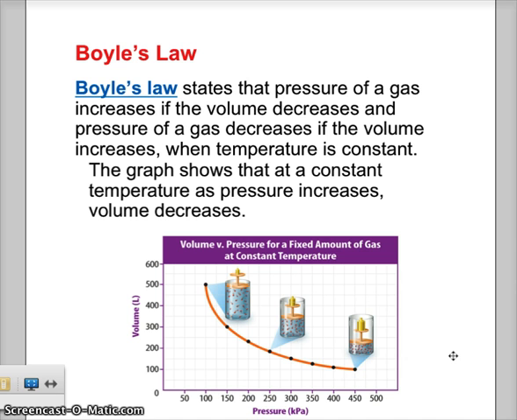We'll look at some different examples, and the equation that we use with this is final volume equals the initial pressure times the initial volume divided by the final pressure. We'll look at how we can use that equation to solve simple gas law problems.